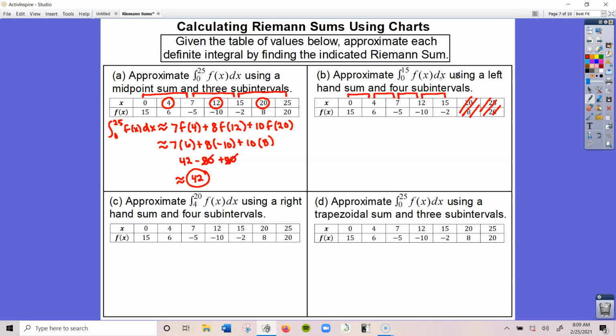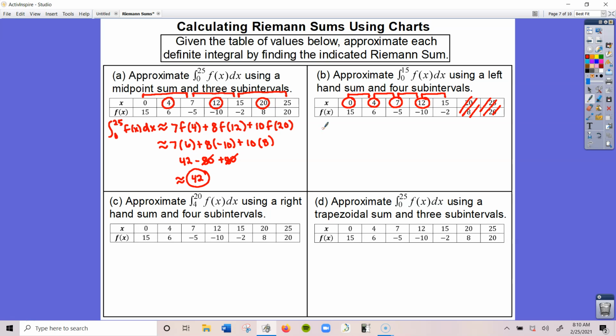We are using a left-hand sum, so that means that we would start with f of 0 for the left side of my rectangle. Then for this rectangle, it would be f of 4. Then for this rectangle, it would be f of 7. And for the last rectangle, it would be f of 12. So if you're using a left-hand sum, you are using all of the values of f of x except for the last one because you're starting on the left side.